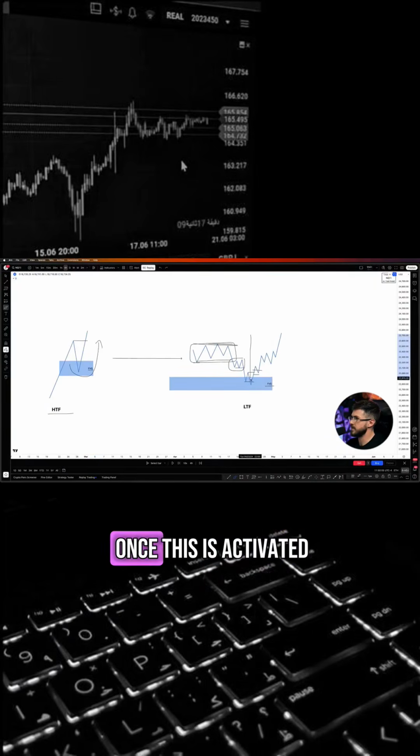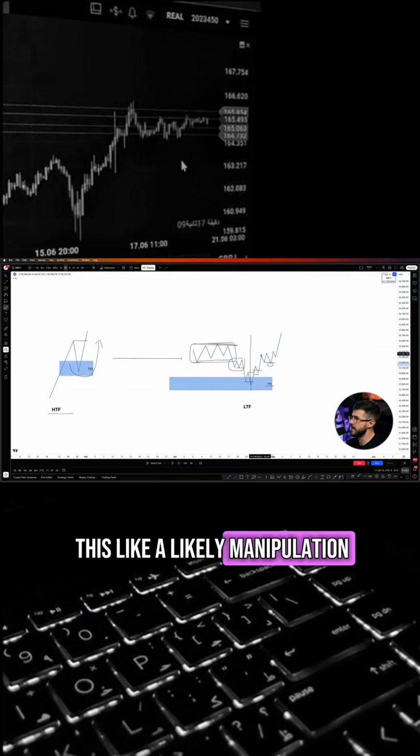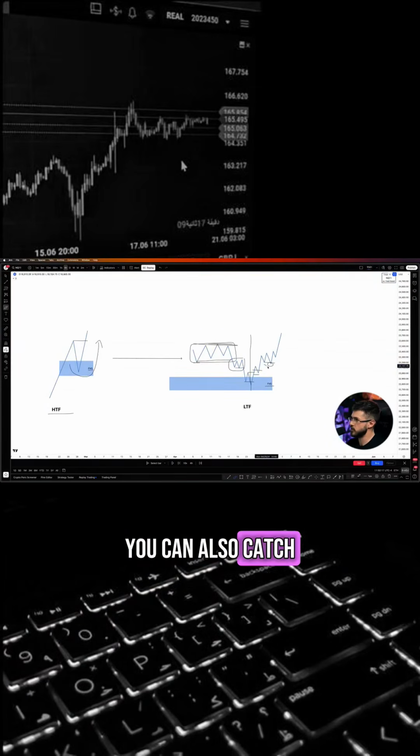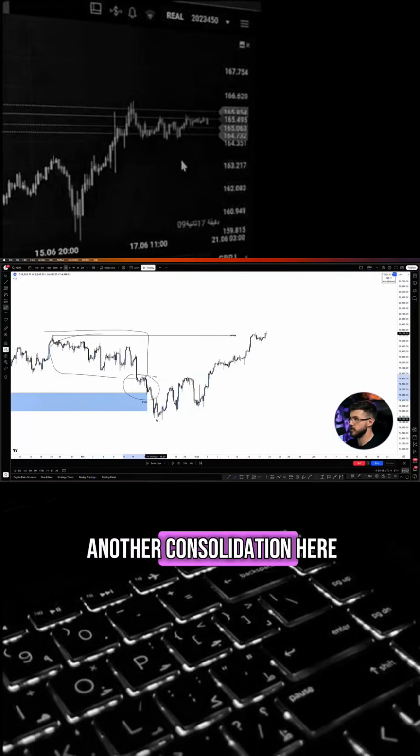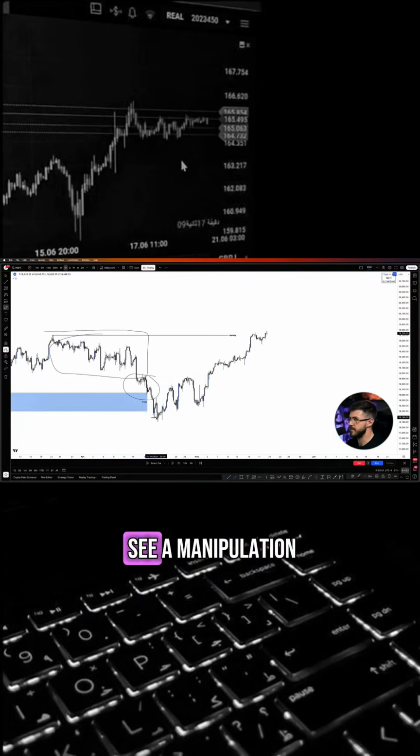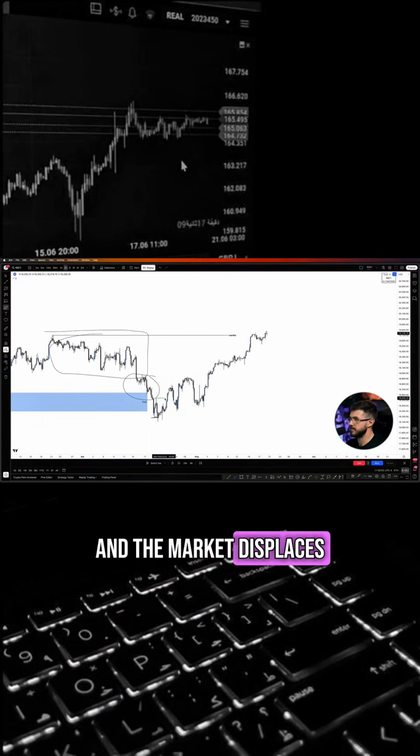Now, another trick is once this is activated, anytime you come under a low, if you're bullish, then you look at this like a likely manipulation. And if you see that there, you can also catch trades later in the setup or trail up your stops to reduce risk. So let's take a look at this example. We have a consolidation and then we have another consolidation here. At the bottom, we see a manipulation and then the market displaces through a high.